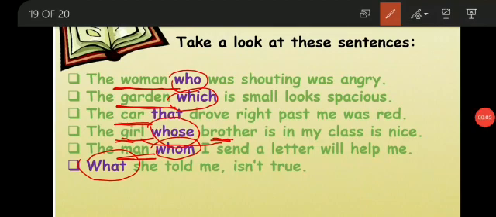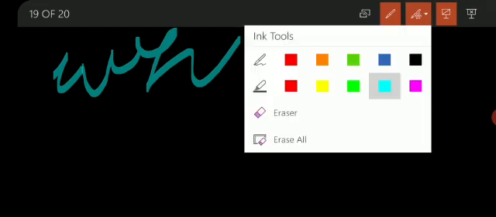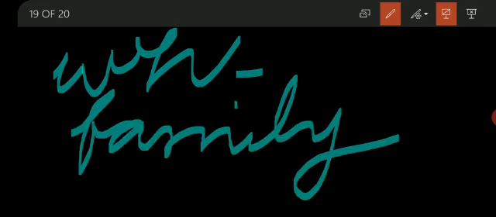So all these words in purple are relative pronouns and all of them start with the letters WH. So you can also say that all the relative pronouns start with the letters WH. That is why they belong to the WH family. So the relative pronouns mostly start with the letters WH and they belong to the WH family.